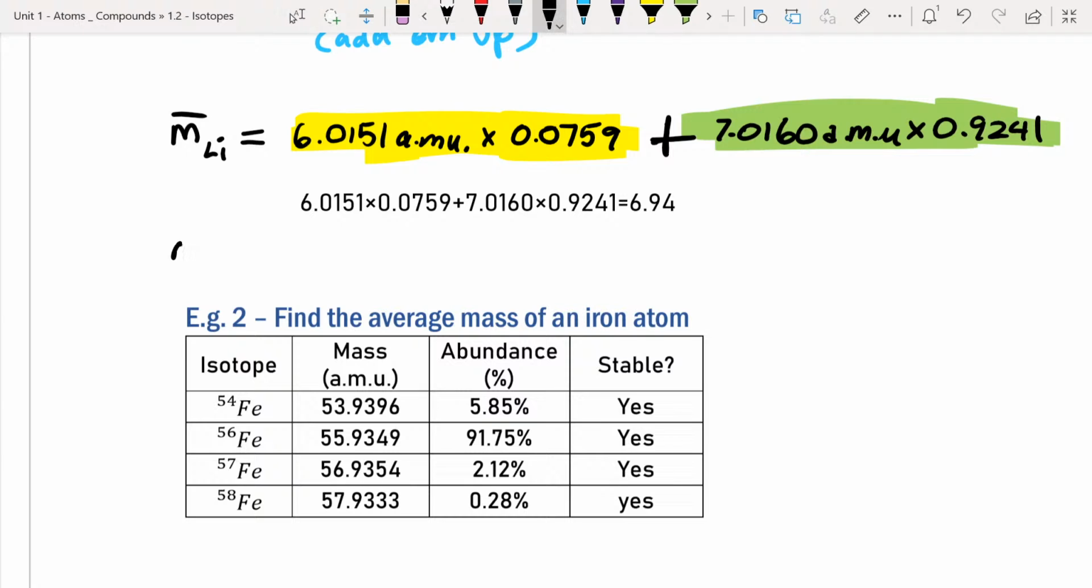Now, if you used a calculator, it probably gave you a couple more decimal places than this, which would be nice. Does anyone have it with all the decimal places for me? Yeah. 6.9400, and I'm going to stop there. And what would the unit on this be? We did atomic mass units times no unit, and then this one's atomic mass units times no unit, so the unit should be? Oh, come on. Mass is measured in atomic mass units. This is a mass, so it's going to be? Atomic mass units. Good. And that's how we find a weighted average.